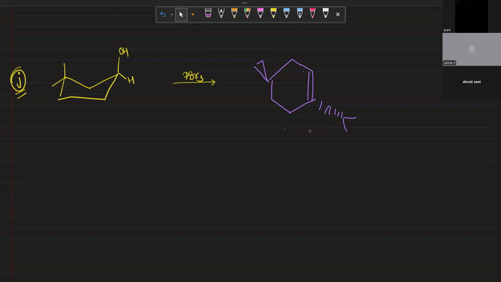POCl3 is used for dehydration. PBr3 is used to donate a Br minus. PBr3 generally gives an SN2 reaction. Now you tell me what will be the product.